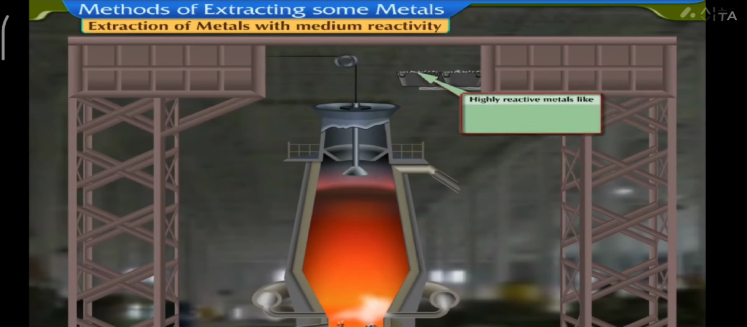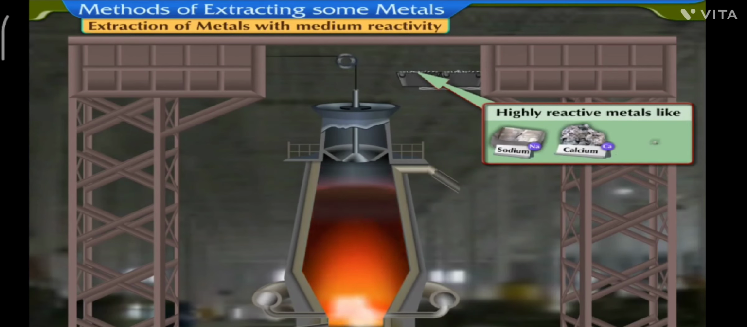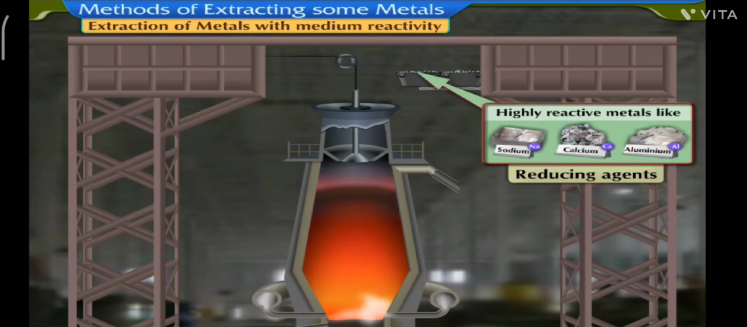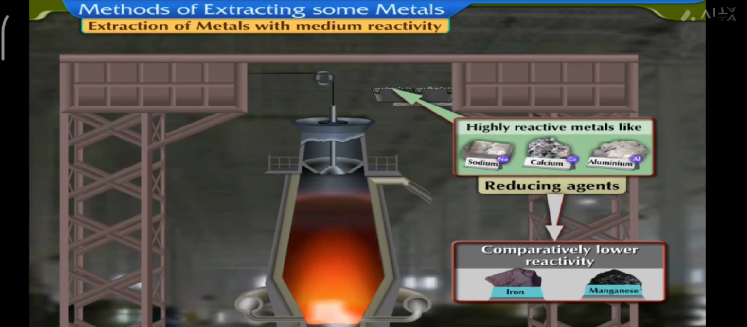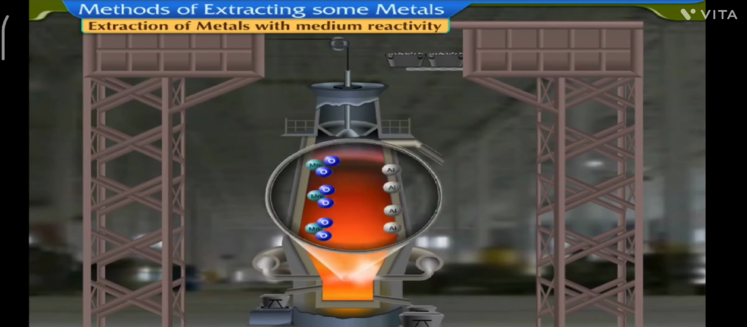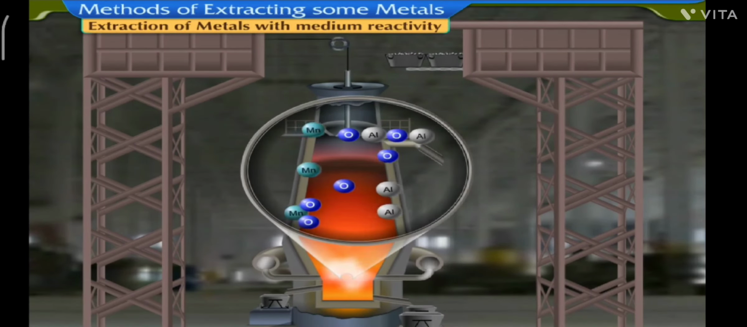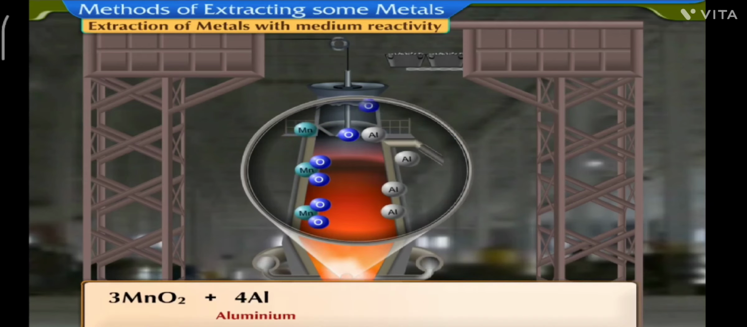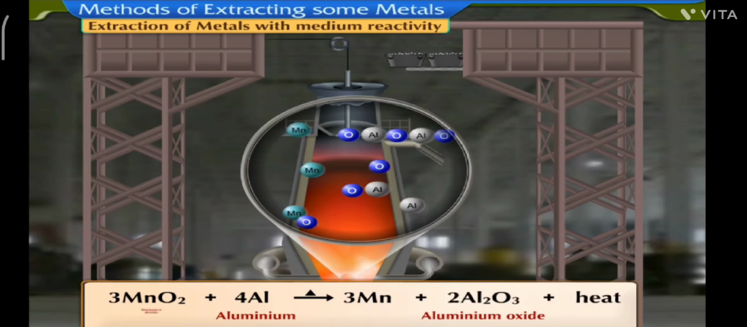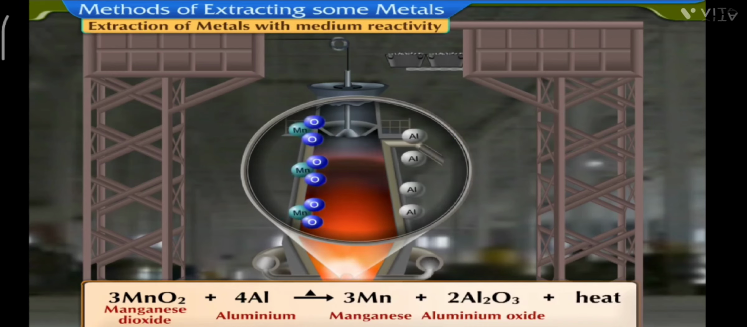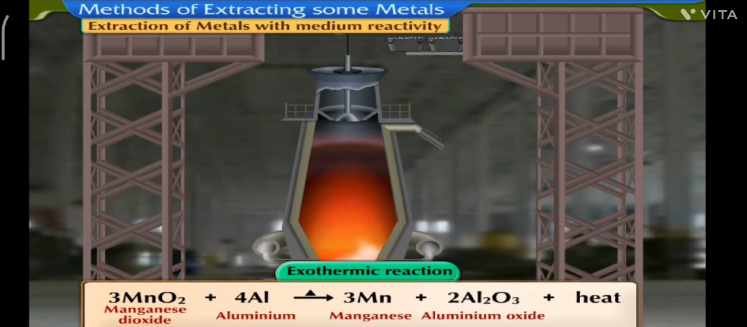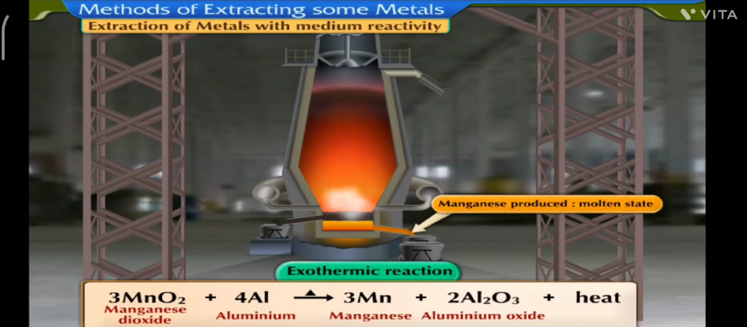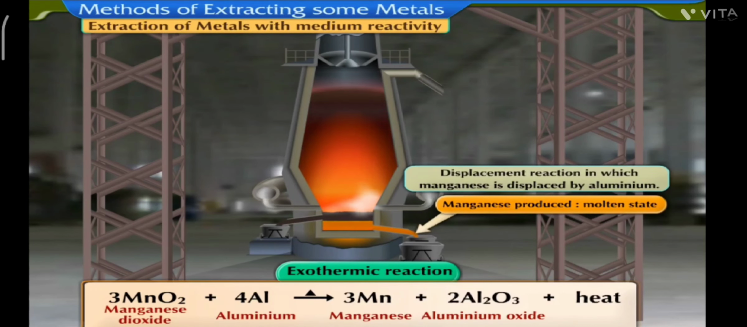Besides carbon, highly reactive metals like sodium, calcium, and aluminium are used as reducing agents to extract metals of comparatively lower reactivity. For example, manganese metal is obtained from its oxide by using aluminium powder as a reducing agent. In this reaction, aluminium is oxidized to aluminium oxide and manganese dioxide is reduced to manganese. It is an exothermic reaction and the metal manganese produced is in the molten state. This is also a displacement reaction in which manganese is displaced by aluminium.